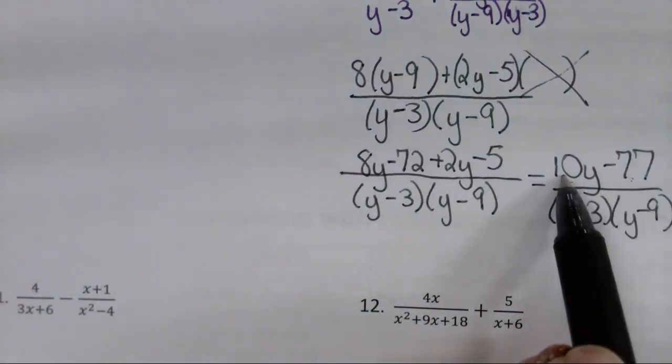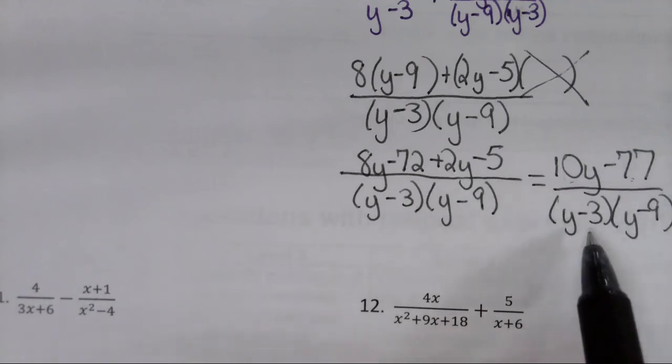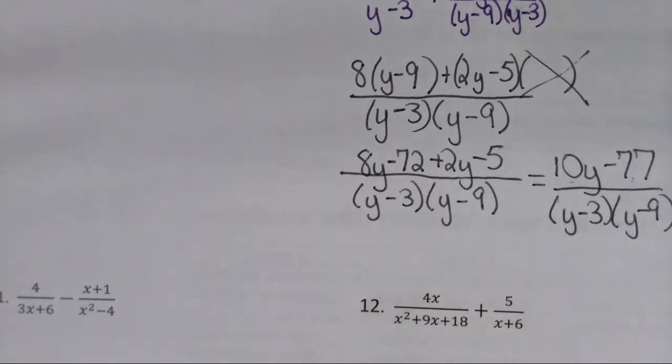Check, can I take something out of this or factor it further? And I can't, so this is my solution. Now, in this case, we do want to work on writing excluded values, and I did forget to do that in number 9. Our excluded value, remember, is whatever the denominator can't be.